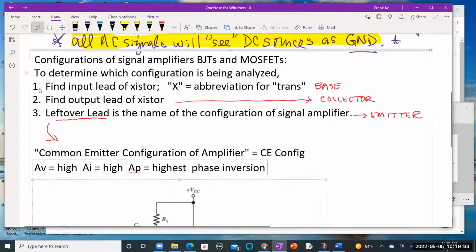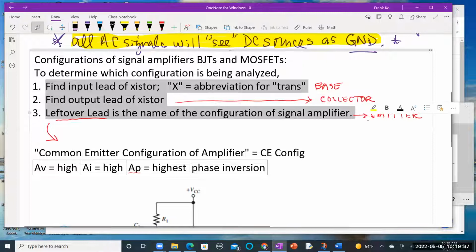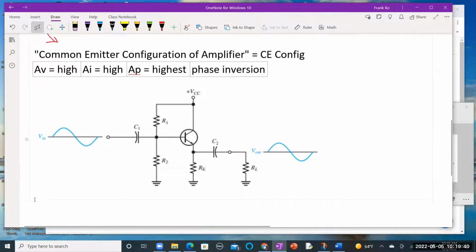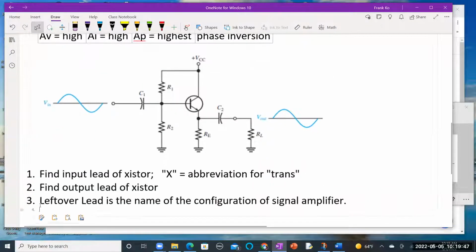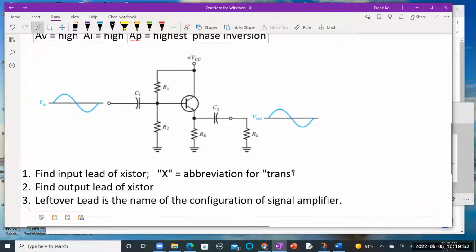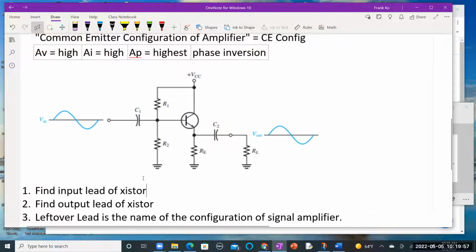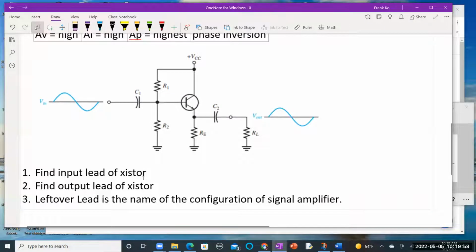Okay, we're going to do the same 3 steps. Copy. And let me paste this right here. Boom. Okay, you call it out now. The input lead of the transistor, the output lead of the transistor, leftover lead is the name of the configuration. You can do it.